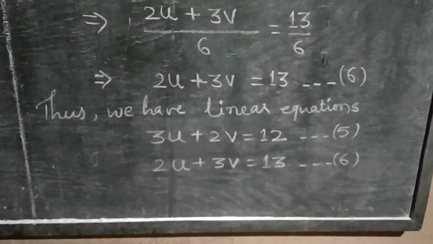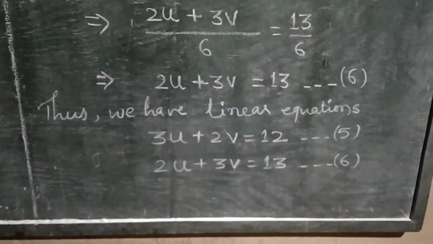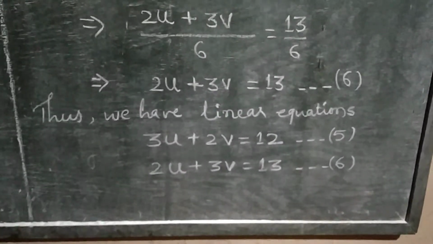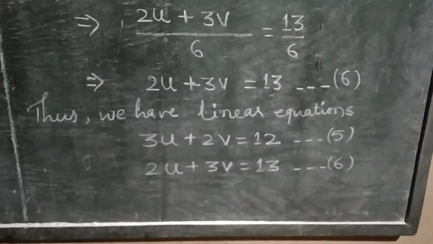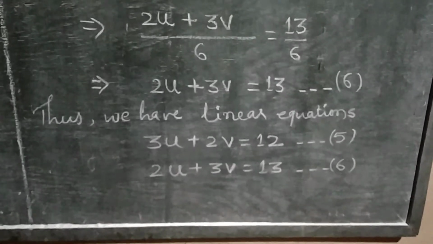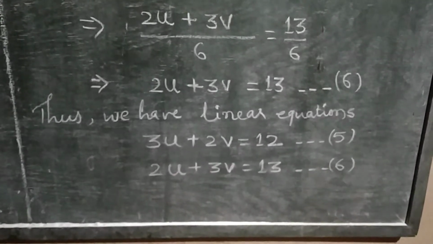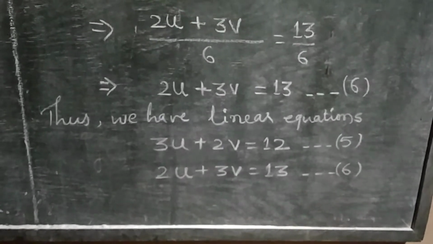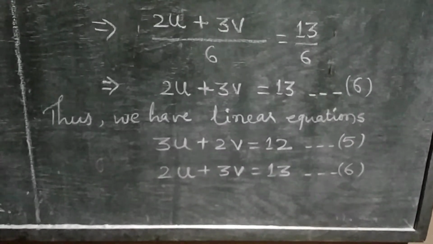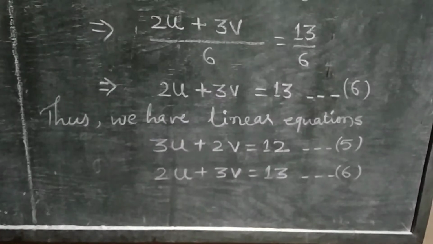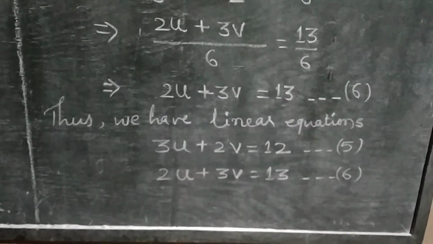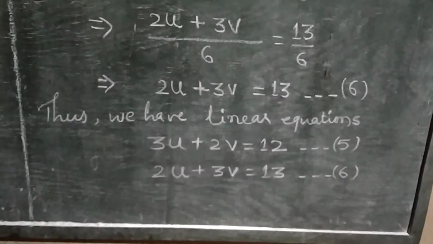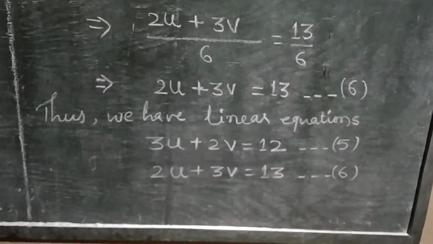2u plus 3v equal to 13. And in both the equations, the powers of variables u and v are 1. So these equations are linear equations. As you know how to solve linear equations, you can use any one method: substitution method, elimination method, or cross multiplication method. You can solve these equations by any one algebraic method.